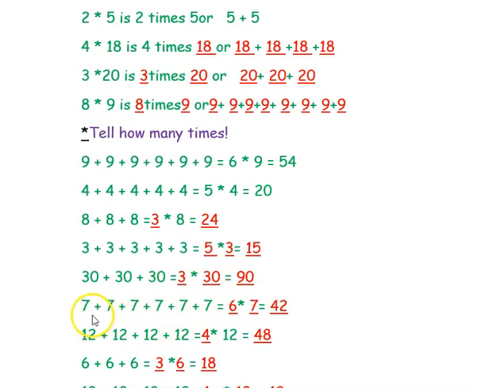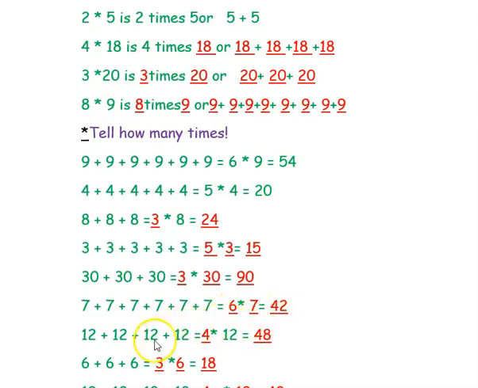The next number is 7. And let's count how many times. 1, 2, 3, 4, 5, 6. So, the number 7 is repeated 6 times. So, we can write it as 6 into 7. And we know that 6 into 7 is 42.